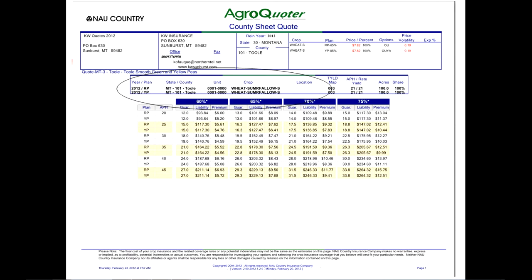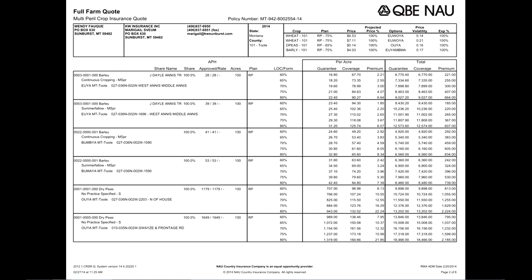I'm going to skip the county rate sheet because we are going to individual farm quoting for most of you guys. So this next page shows your full farm quote. Just a real quick explanation as to how these full farm quote sheets work. Here's all of your units listed over here. So this is unit 301 barley in this example.